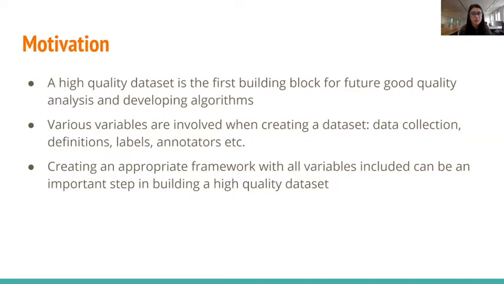However, we have various variables that are involved when creating a data set. Usually when people think about creating a data set, they mostly think about what specific data they want to collect, if it's text, if it's images. However, we have many more things involved, like the data collection process, the definitions that we are using to label our data, the labels that we are using after these definitions, which usually people don't pay that much attention to. They just go to a binary label of, yes, this is something, no, this is not. And also the annotating team. Therefore, creating an appropriate framework with all these variables included can be an important step in building a high quality data set.